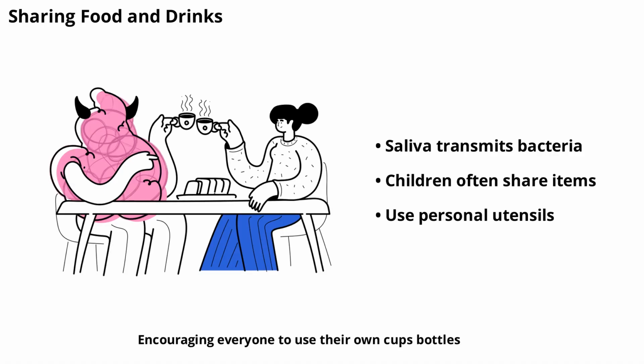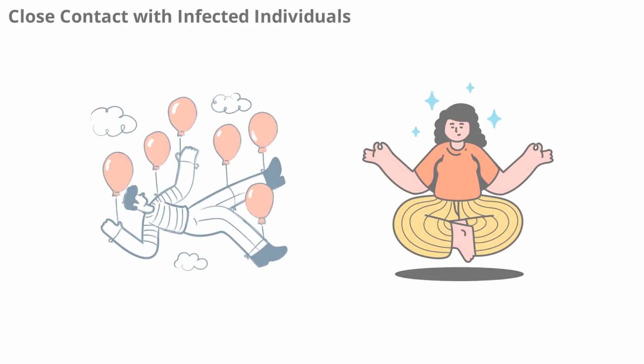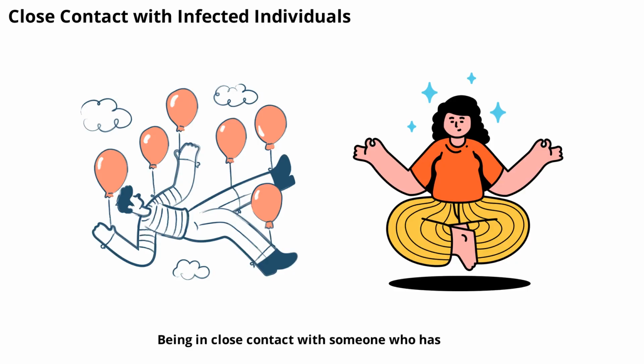Encouraging everyone to use their own cups, bottles, and utensils is a simple but effective preventive measure. Being in close contact with someone who has strep throat significantly increases your risk of infection. This is especially true for family members, classmates, or coworkers who spend extended periods together. The bacteria can spread quickly in these settings, so it's important to be cautious if someone around you is diagnosed with strep throat. Isolating the infected person and practicing good hygiene can help prevent further spread.